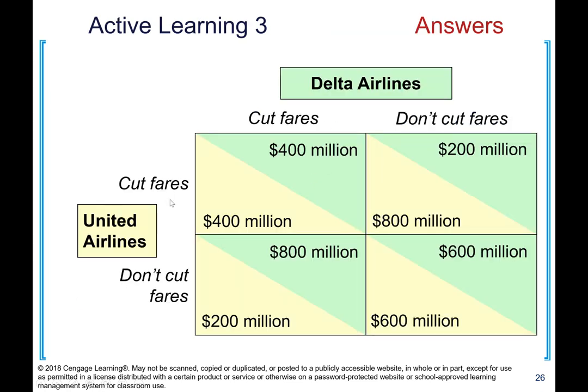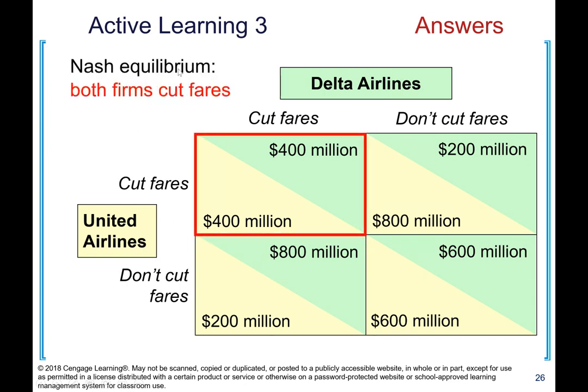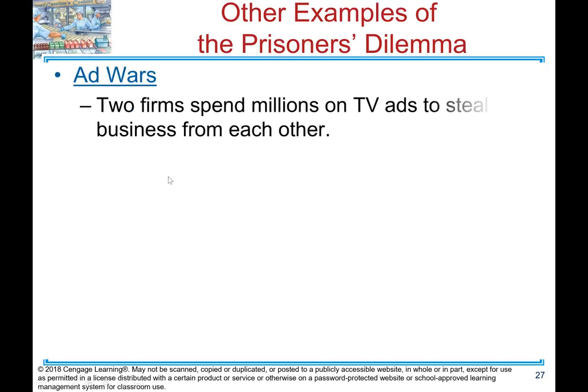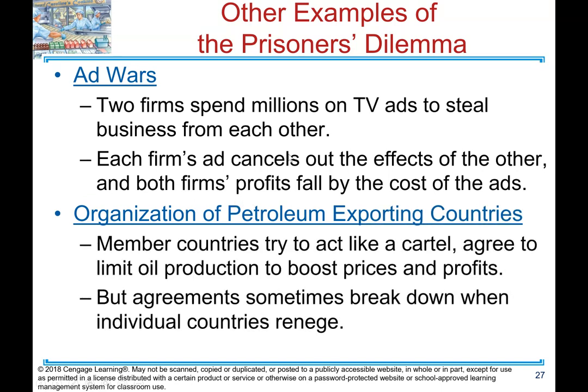So here is the matrix of Delta Airlines and United Airlines. What is the dominant strategy? The Nash equilibrium is that both airlines will cut fares, even though it would be in their best interest not to cut fares. Ad wars, other examples of the prisoner's dilemma. Two firms spend millions on TV ads to steal business from each other.